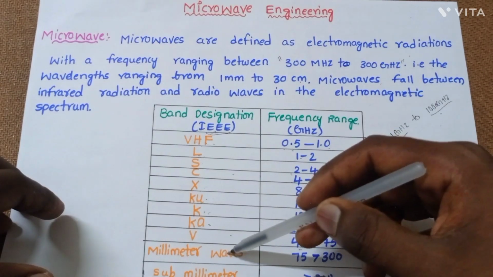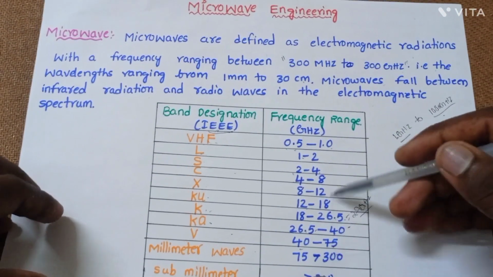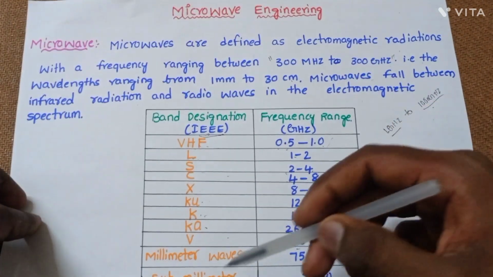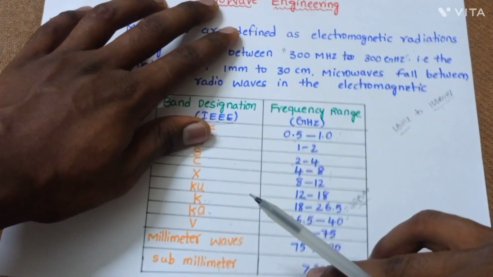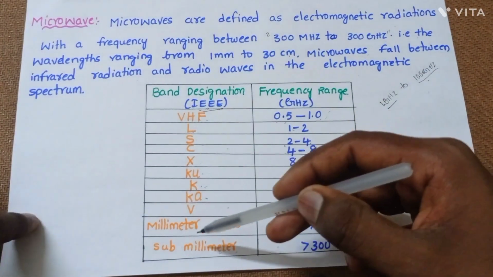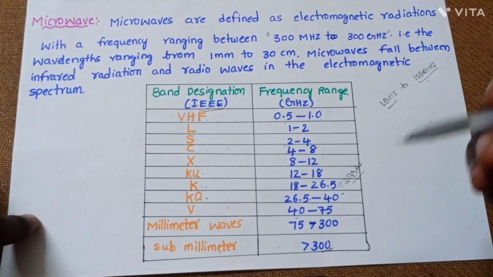For V band, 40 to 75 gigahertz. For millimeter wave, 75 to 300 gigahertz, and more than 300 we consider submillimeter wave. Here I think it is not visible. Observe, submillimeter wave is ranging for greater than 300 gigahertz.